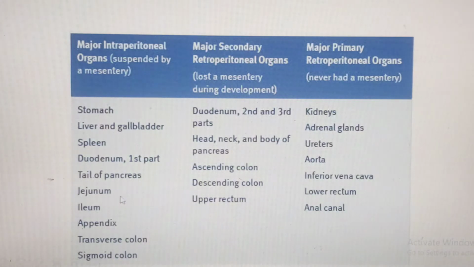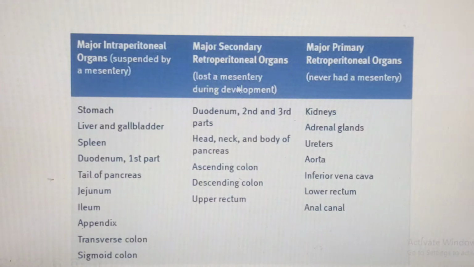If you look at the jejunum and ileum, they have mesentery proper. They are suspended in the abdomen, attached to the posterior abdominal wall by what we call mesentery proper. So it's very mobile, intraperitoneal. If you look at the appendix, having its mesoappendix, intraperitoneal; transverse colon having its mesocolon, sigmoid colon having its mesocolon. So these ones are intraperitoneal organs. They had mesentery during development. They never lost it, and therefore we tend to see these structures to be mobile, and they are highly visible once you get into the abdomen.